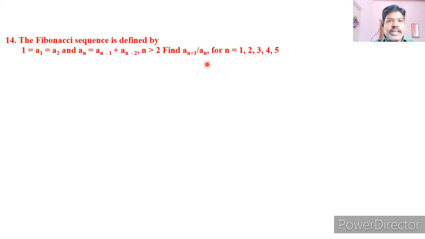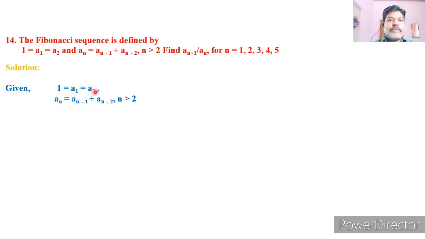What are the conditions they are given? See students, they are given A1 value and A2 value, both equal to 1. They have also given the nth term relation: A n equals A n minus 1 plus A n minus 2, for n greater than 2. For n greater than 2, they define A n like this.